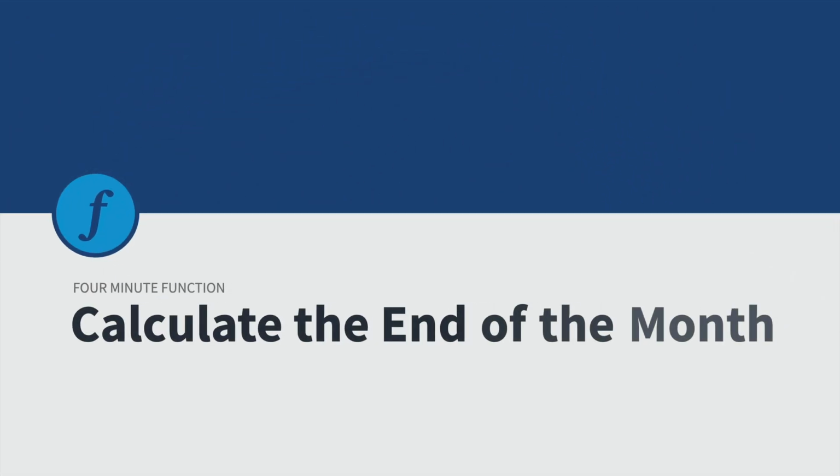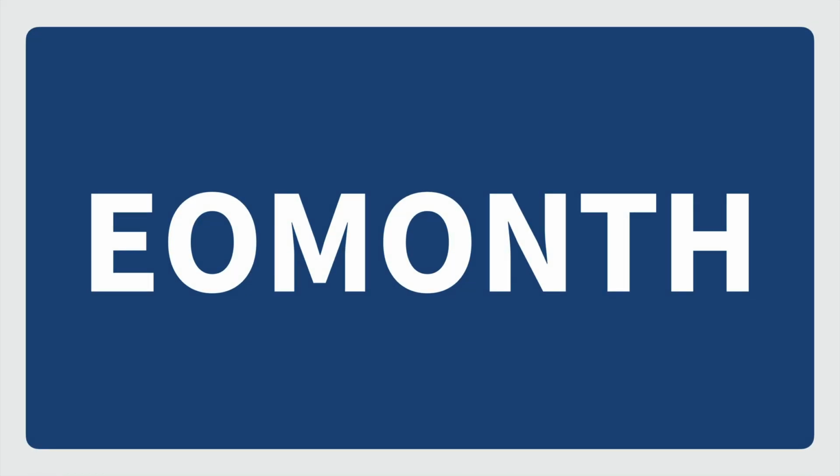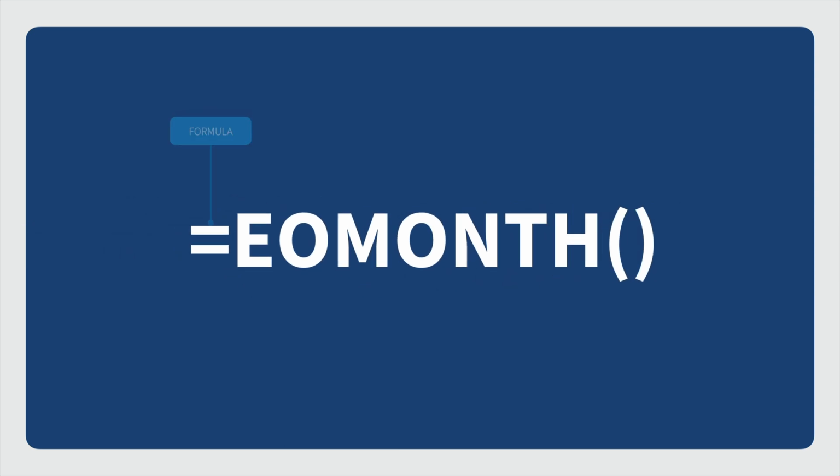Let's calculate the end of the month. For this, we're going to be using the function EOMONTH, which stands for end of month. And the way that this works, now don't forget, with any formula in Google Sheets or Excel, you want to start it with an equal sign. That tells the system that you're about to write a formula.